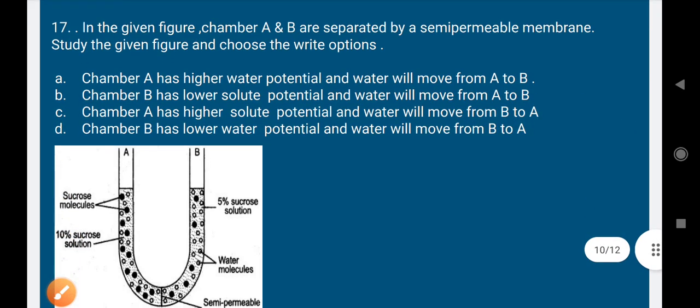In the given figure, chamber A and B are separated by a semi-permeable membrane. Study the given figure and choose the right options. Chamber A has higher water potential. And water will move from A to B? No. Chamber B has lower solute potential. B में solute potential कम है. Yes. Water will move from A to B? No. Water will move from B to A. C, chamber A has higher solute potential. Yes. And water will move from B to A. Yes. So here the correct answer is part C.